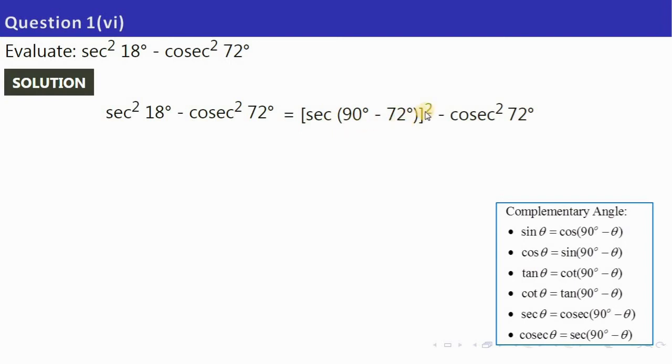All right, so here we have the square as well, so this can be written as cosec squared 72 degrees minus cosec squared 72 degrees again. So this minus this becomes 0. So my value for this particular quantity is going to be 0. All right, so you may pause the video to note down.